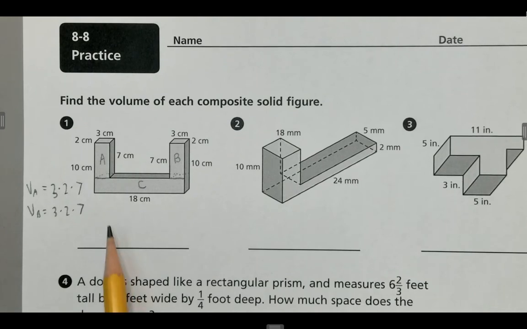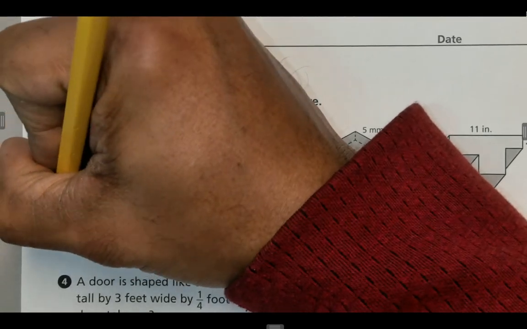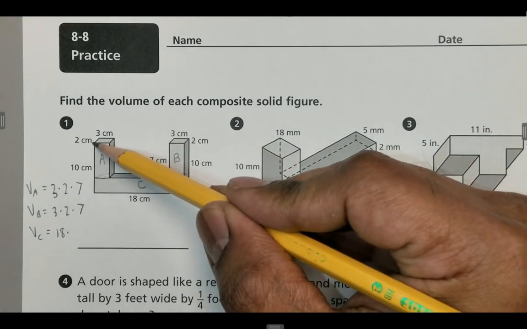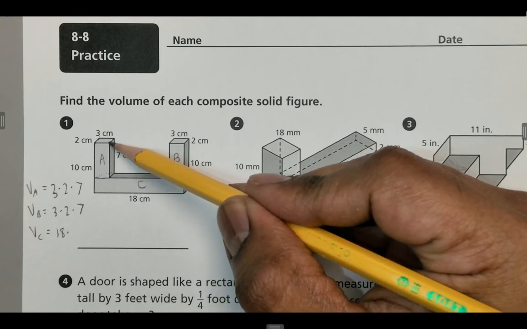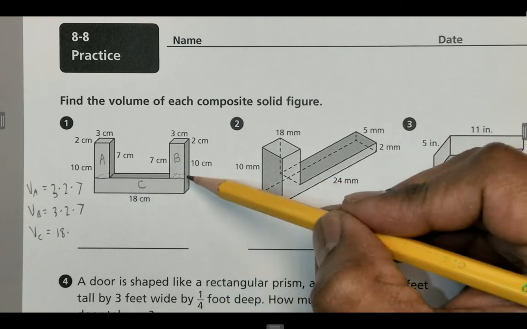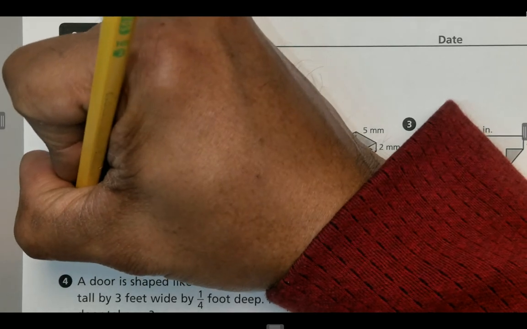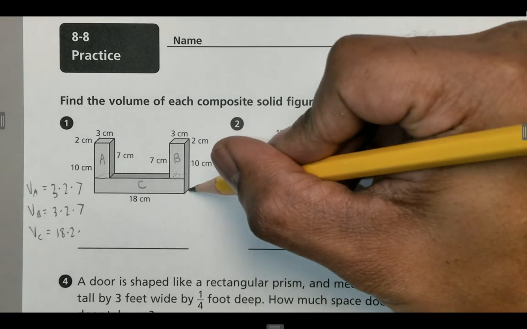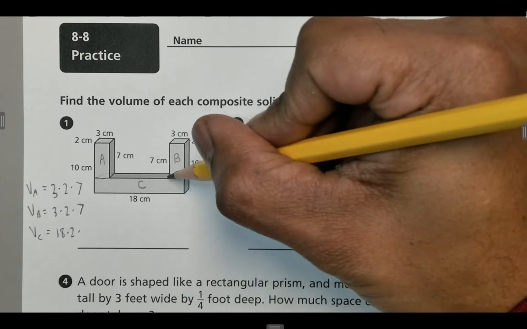Section C has a point-to-point length of 18. Its width is still the same though, isn't it? It's 2 centimeters deep up here, which means this is still 2. It's 2 deep all around. And the height? We have to figure this out. Our point-to-point height here is 10 centimeters. Our point-to-point height here was 7.